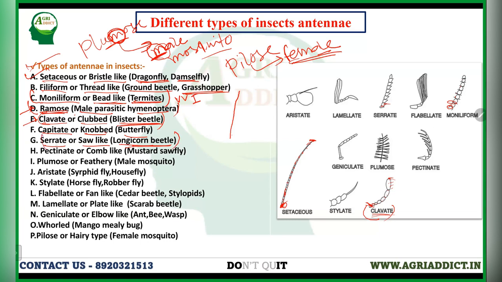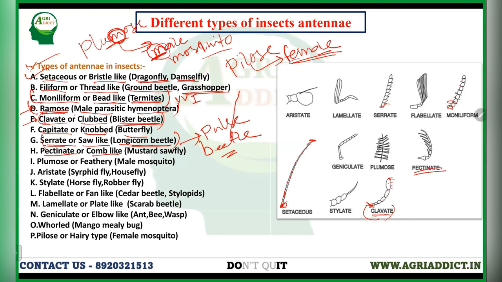And this is important, like different longicorn beetles, the serrate type of antenna is also seen in pulse beetle. An important question: which type of antenna can be seen in pulse beetle? That is serrate type of antenna. And another one is pectinate, which is also comb-like. Comb, you all use a comb to comb your hair. And this pectinate or comb-like antenna can be seen in the mustard sawfly.